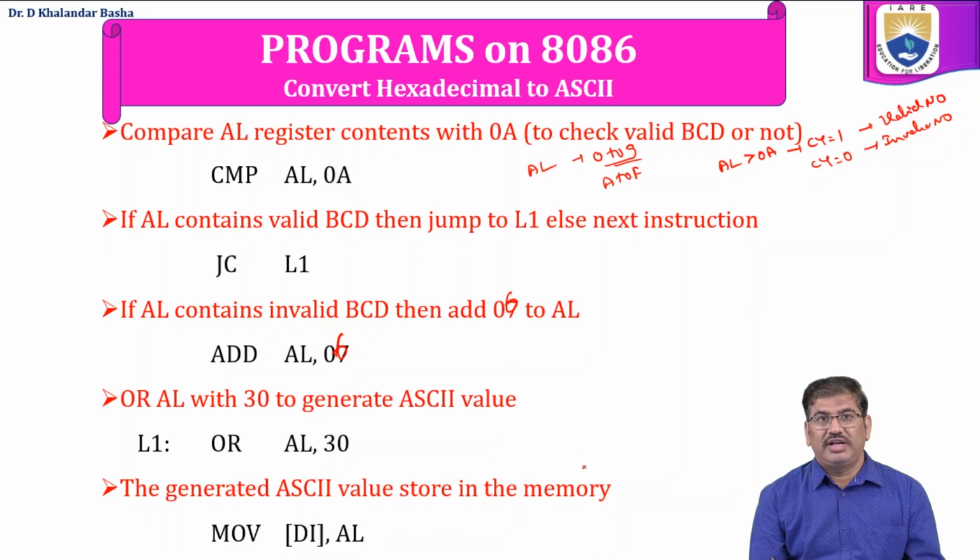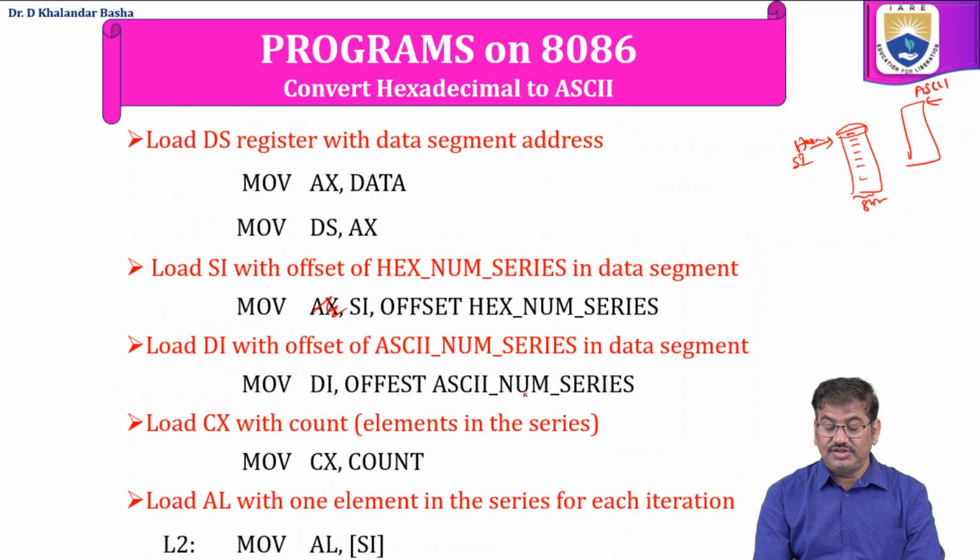So this is for converting the invalid BCD number into a valid BCD number. Then we are going to add 30. So once this number is converted into ASCII, the AL register contents will be loaded into the memory location which is pointed by DI. What does DI consist of? DI consists of the offset of the ASCII numbers. So after converting, this number will be loaded here.